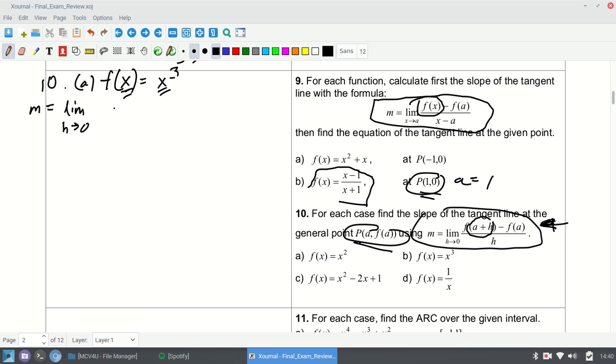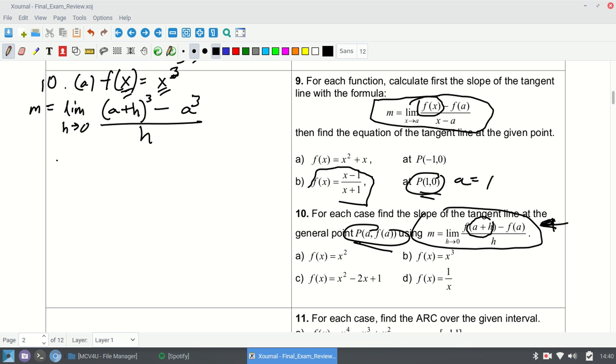Okay, so limit as h approaches 0, we've got a plus h cubed minus f of a. What should f of a be? That's right, a cubed, all over h.